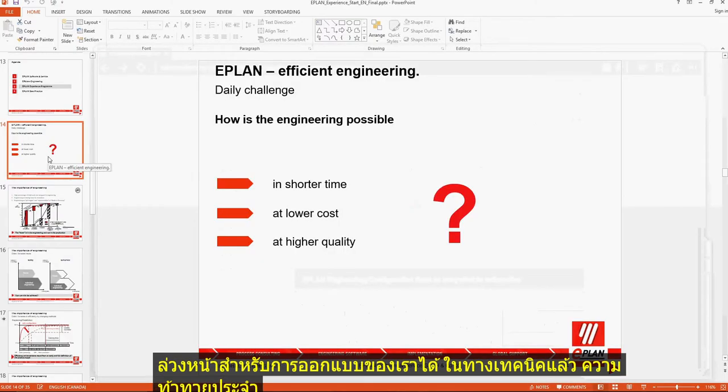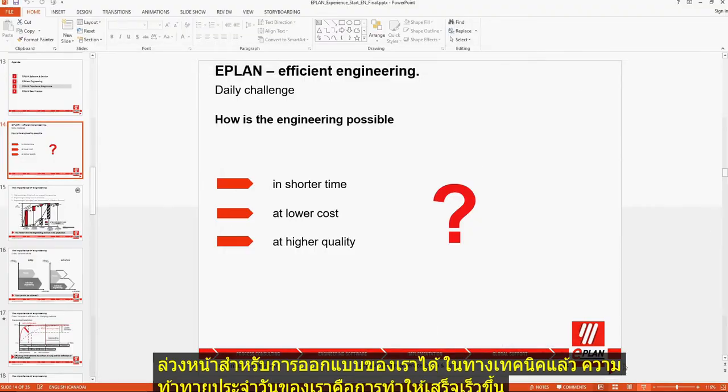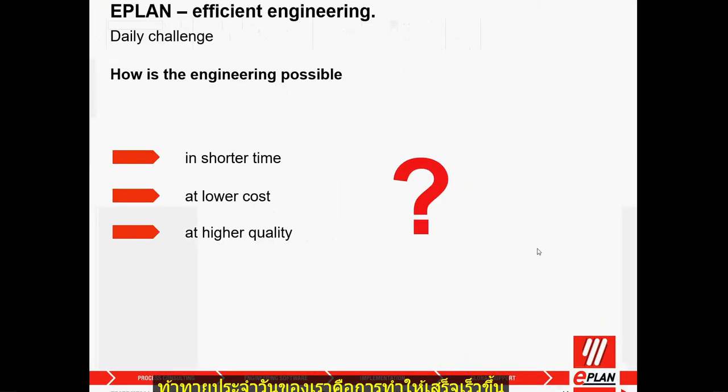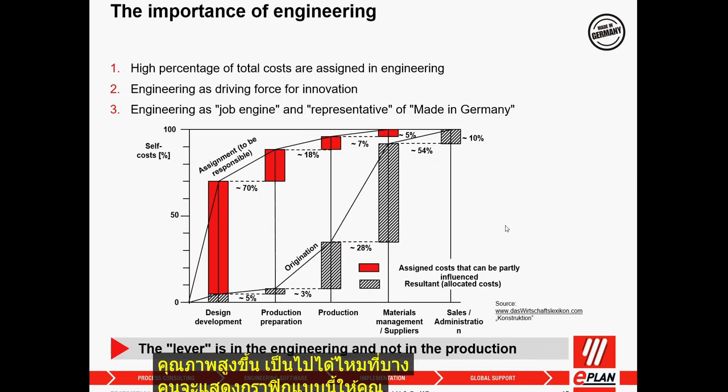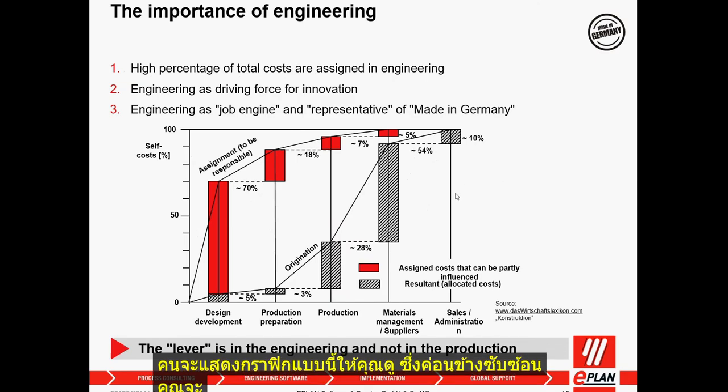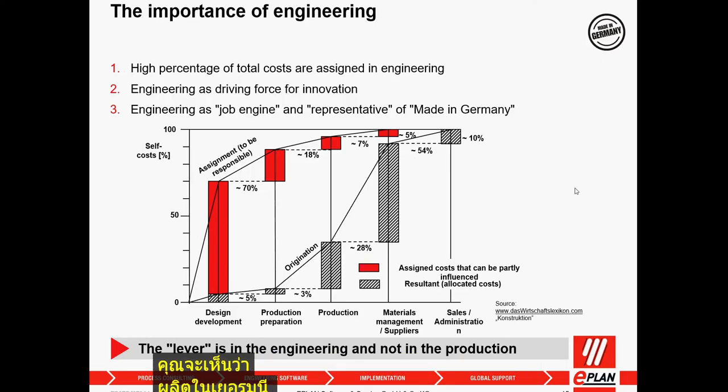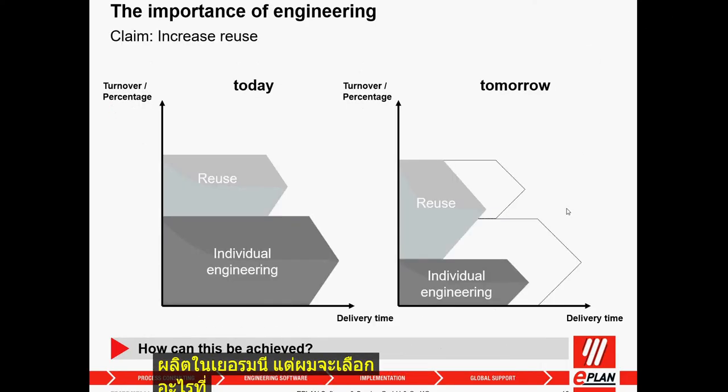So technically, our daily challenge, if I look at this small presentation here, is always to get it out in a shorter time, get it out at a lower cost, and eventually at a higher quality. Is that possible? Some people will show you these kinds of graphics here, fairly complex. You can see made in Germany. I'll go with something very easy.